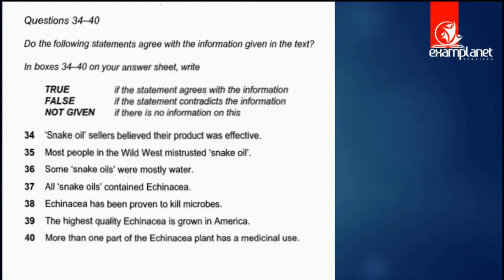For the last question, question 40, it says more than one part of the echinacea plant has a medicinal use. That's obviously true. If you look at the last paragraph, paragraph H, it talks about the top plants, talks about the roots, and things like that. So obviously, more than one part of the echinacea plant has a medicinal use.